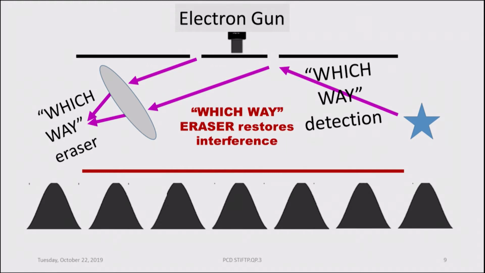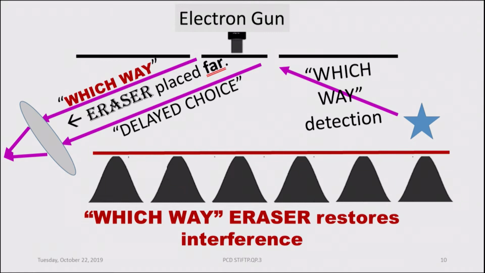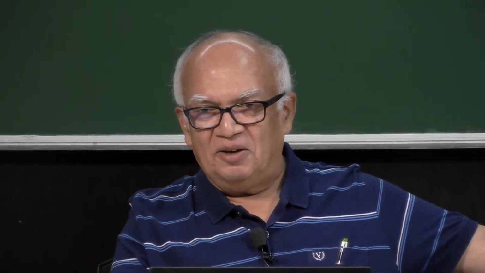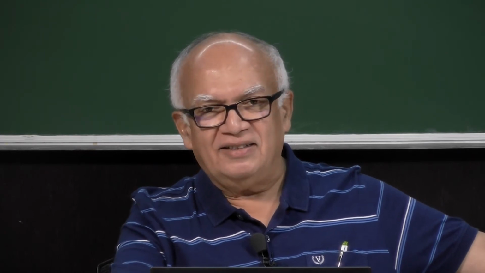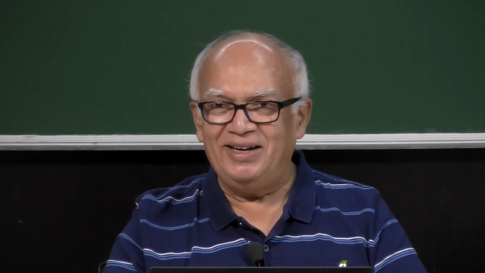So, they seem to know what kind of experiment you are doing. This is amazing, and now what you can do is keep this eraser far away. This is called a delayed choice eraser. You can put this lens like a billion kilometers away when the detector is at a distance of a few centimeters or a meter or whatever.